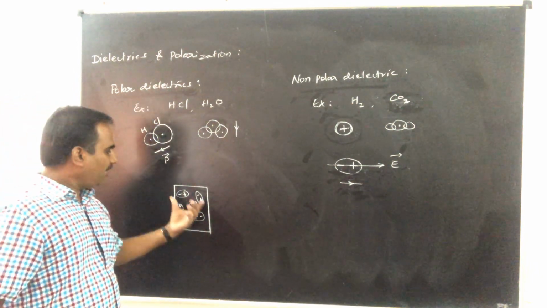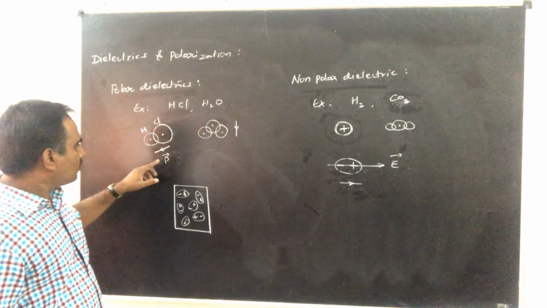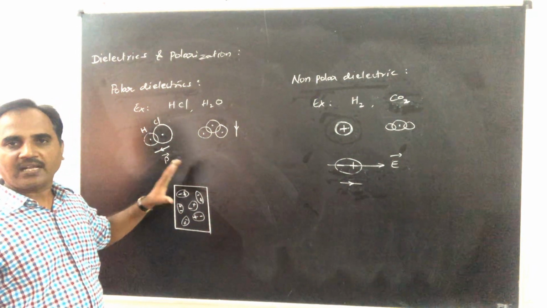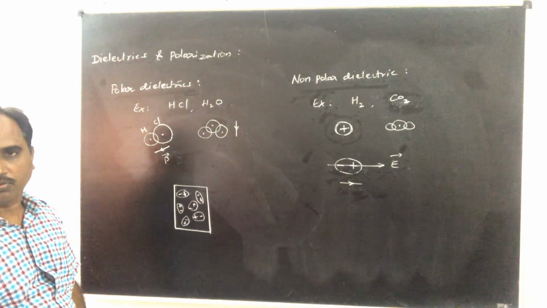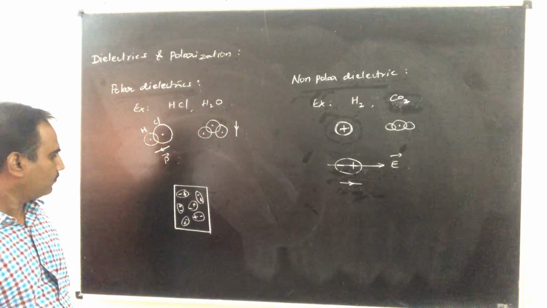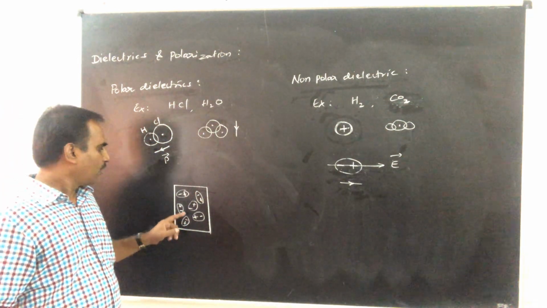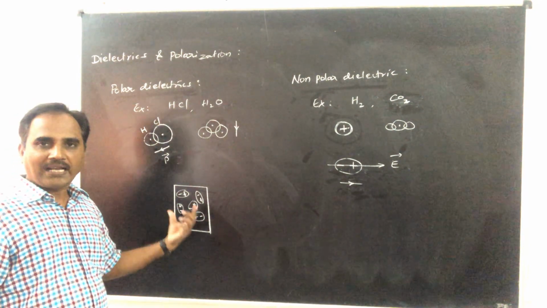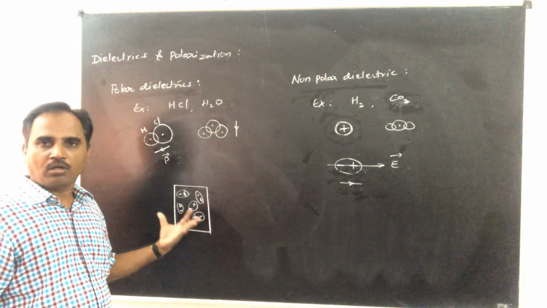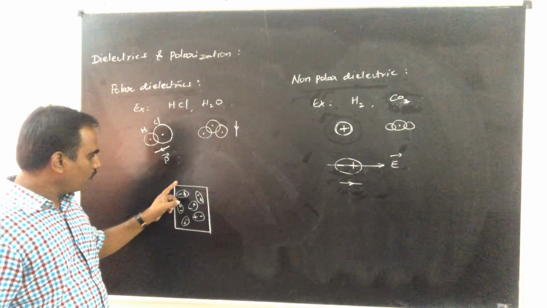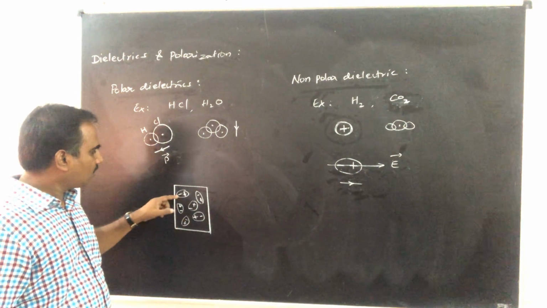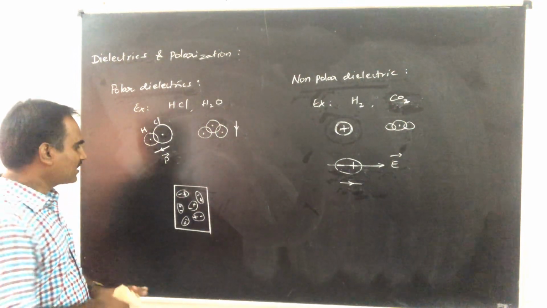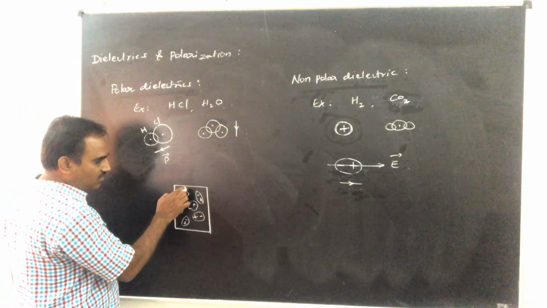So, in a polar dielectric medium, all these polar molecules will be oriented such that their resultant dipole moment will become 0. Due to thermal agitations, these polar molecules align themselves such that the dielectric medium has no net dipole moment. Because these molecules are oriented in such a way that the dipole moment of one molecule gets cancelled with some other molecule somewhere. For example, if you take this molecule, it has got dipole moment in this direction.